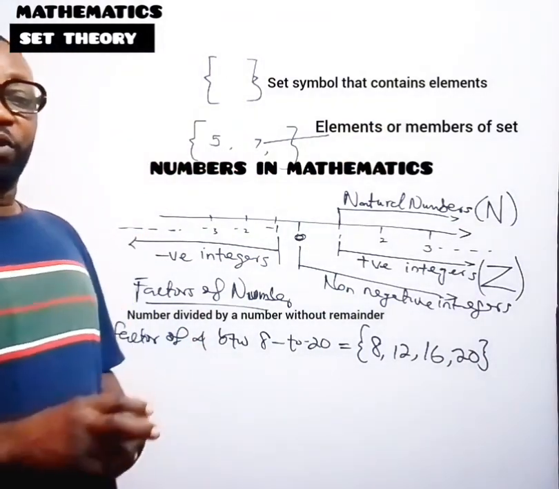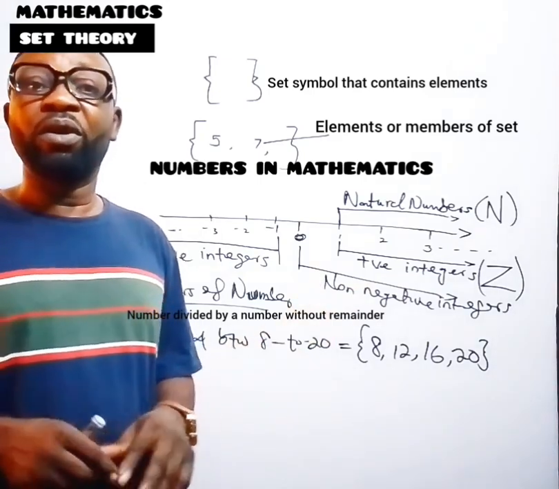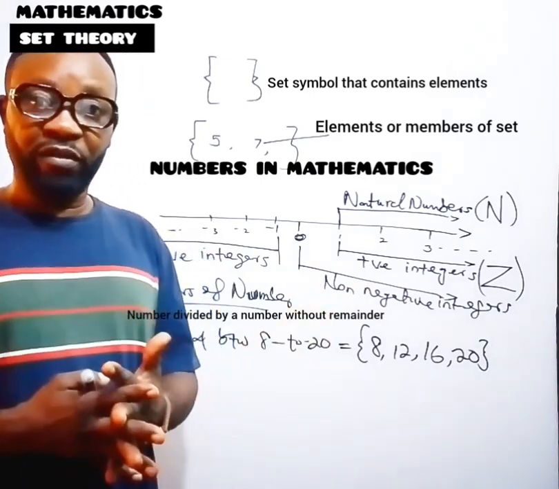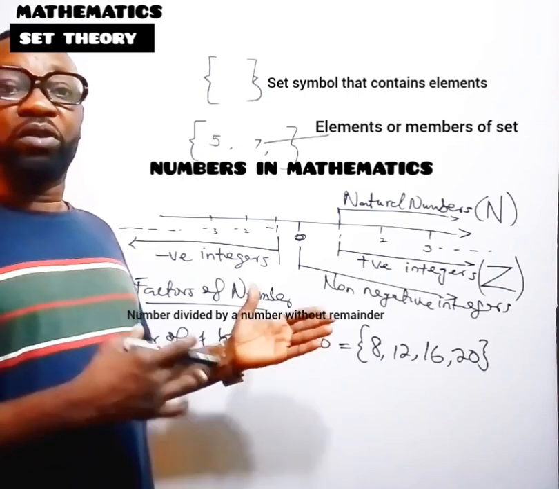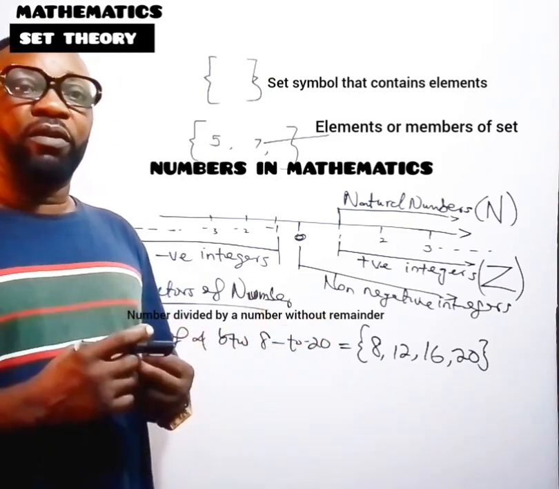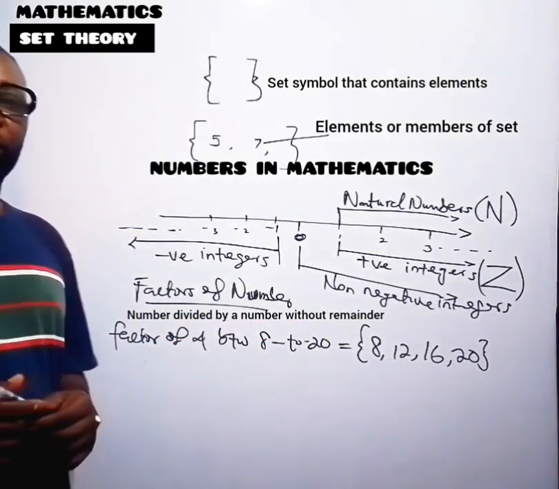So also if you are asked to find the factors of any other number, for example if I want to talk about finding the factors of 5 between 5 and 25, you have to look for those values that will be divided by 5 without a remainder. That is what is called factors of a number.